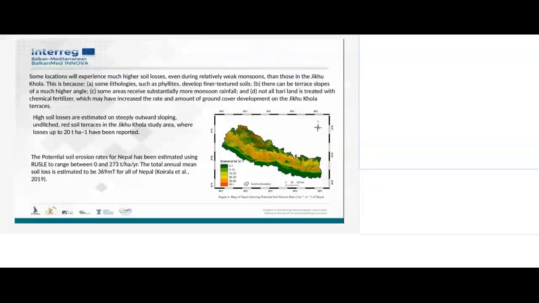Another reason is that there can be terrace slopes of much higher angle, which also accelerates erosion, or we have areas which receive substantially more rainfall than others, and this is a very local phenomenon. High soil losses are estimated on steeply outward sloping unditched red soil terraces in this study area, with soil losses up to 20 tons per hectare.